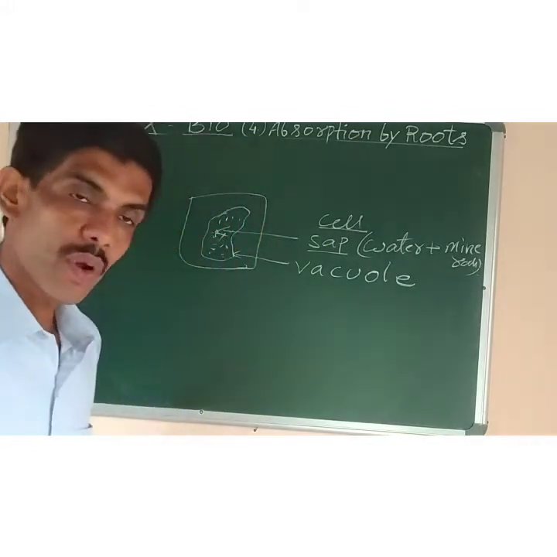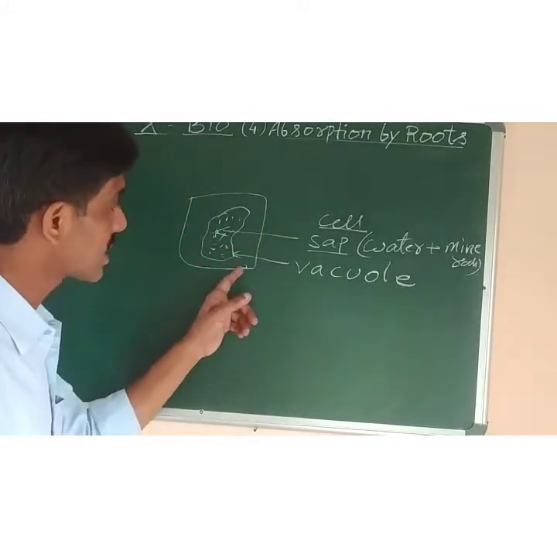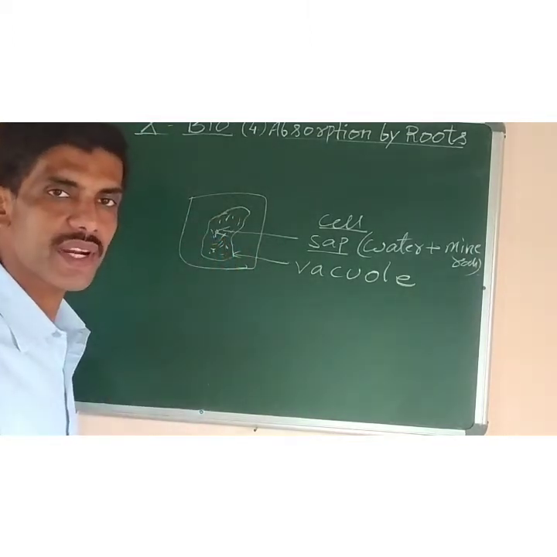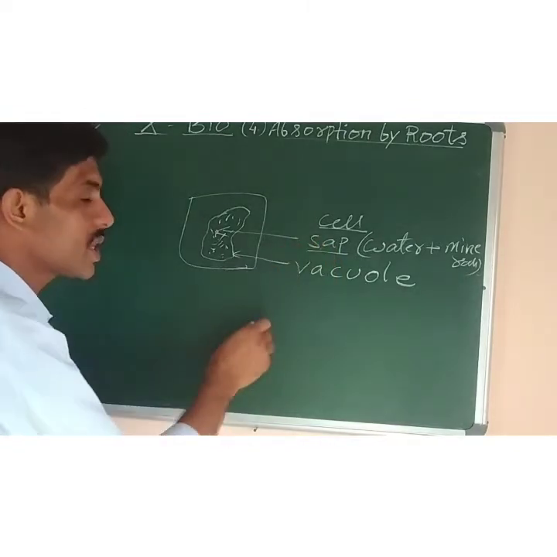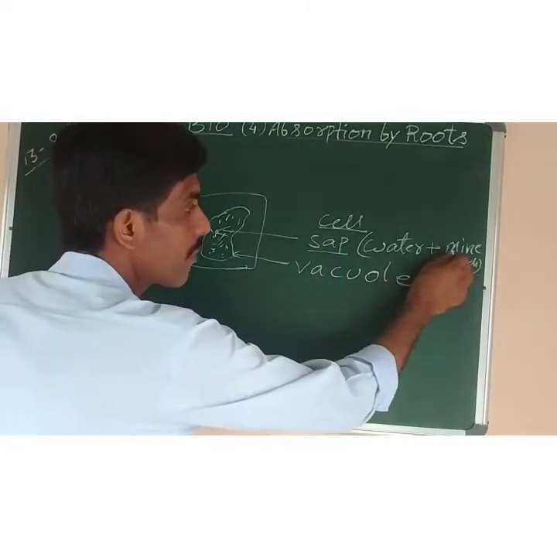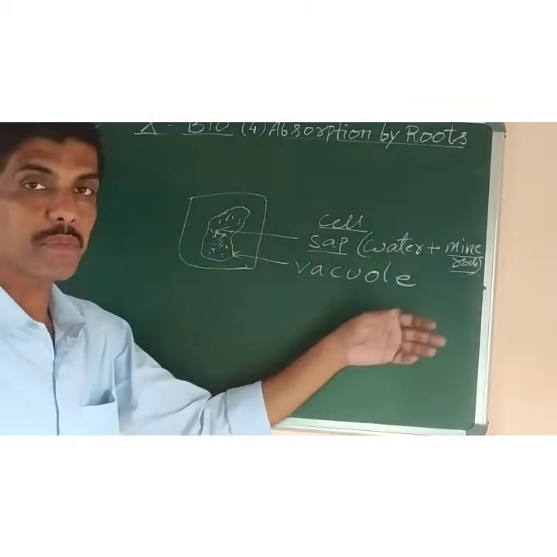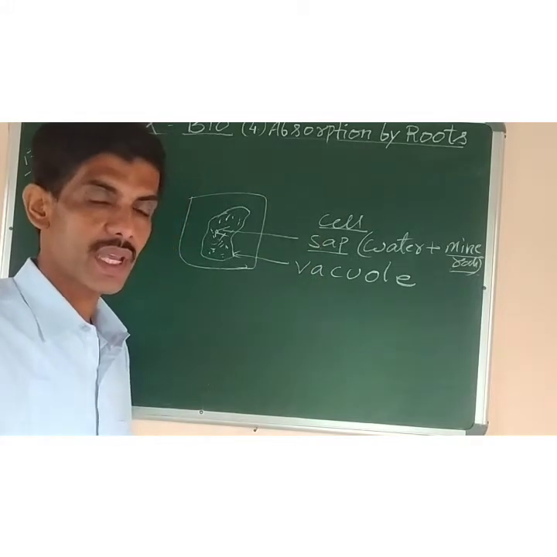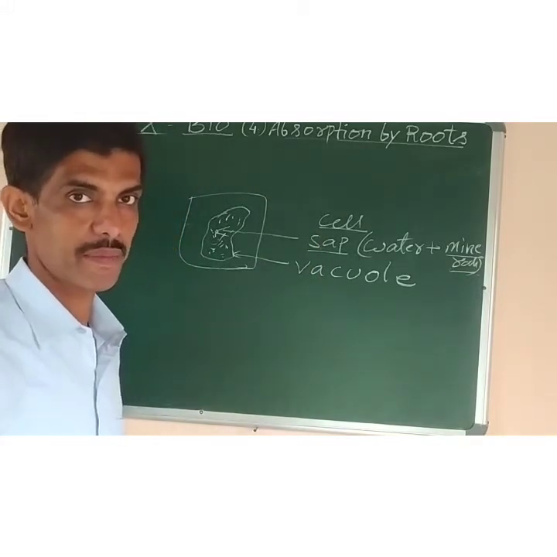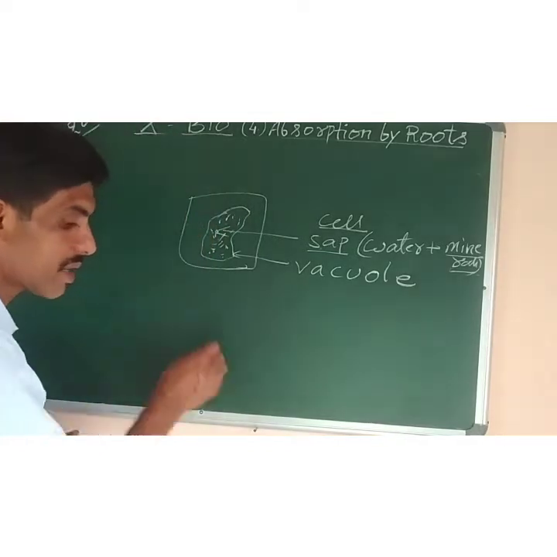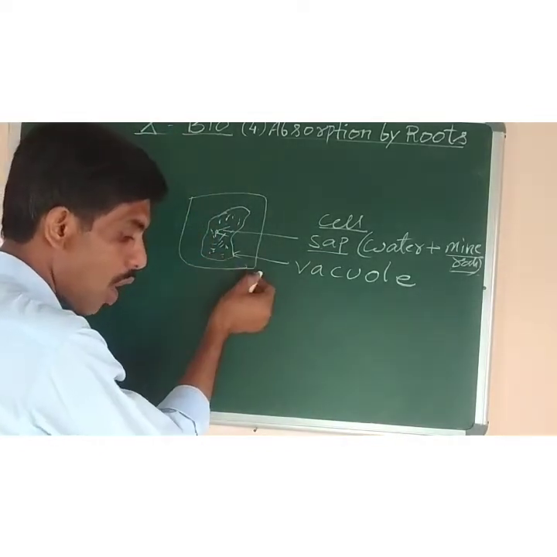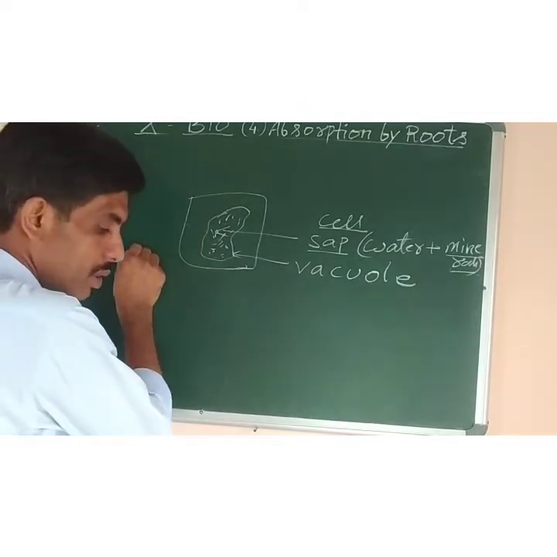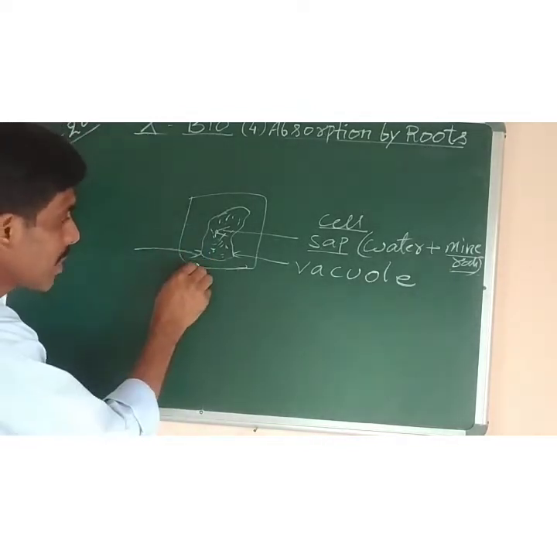Okay. Now, what is osmotic pressure? The force exerted by the concentrated cell sap. What is the meaning of concentrated cell sap? A cell sap which contains more solid, that is more minerals in it. Water is already there. If minerals are more, it becomes concentrated. If minerals are less in quantity, it becomes dilute cell sap. So the force exerted by concentrated cell sap on the water molecules to let it move from outside to inside the cell through the semi-permeable membrane.